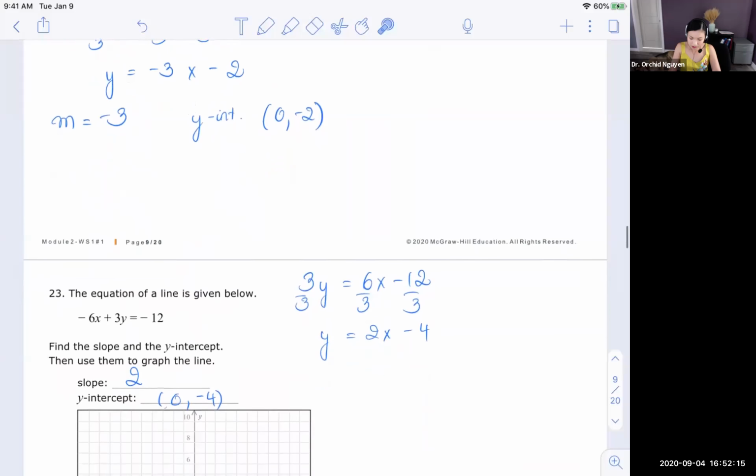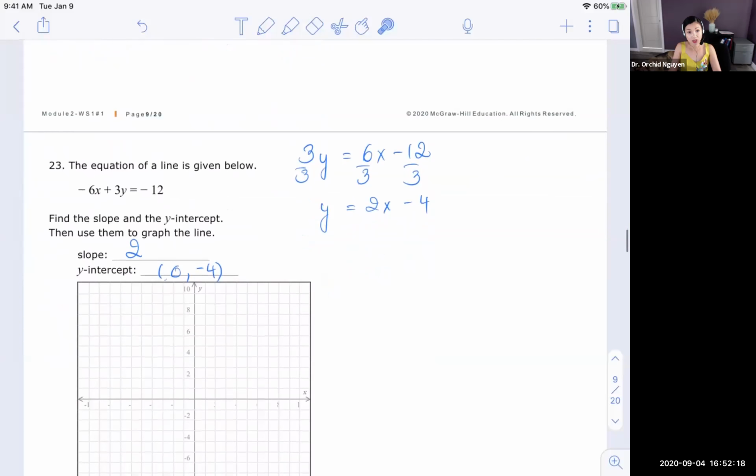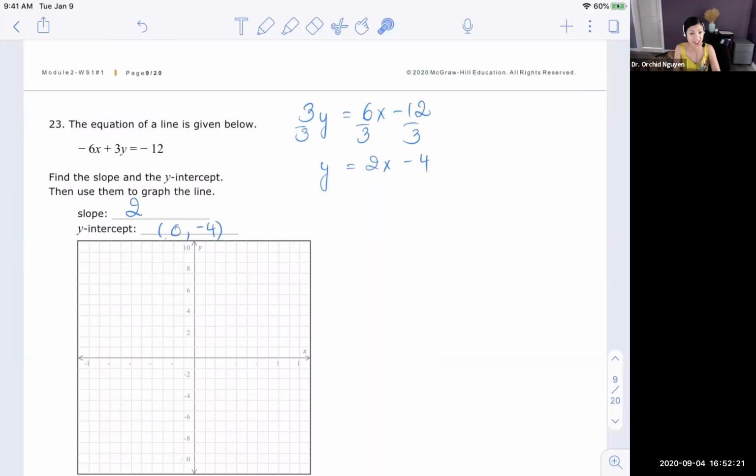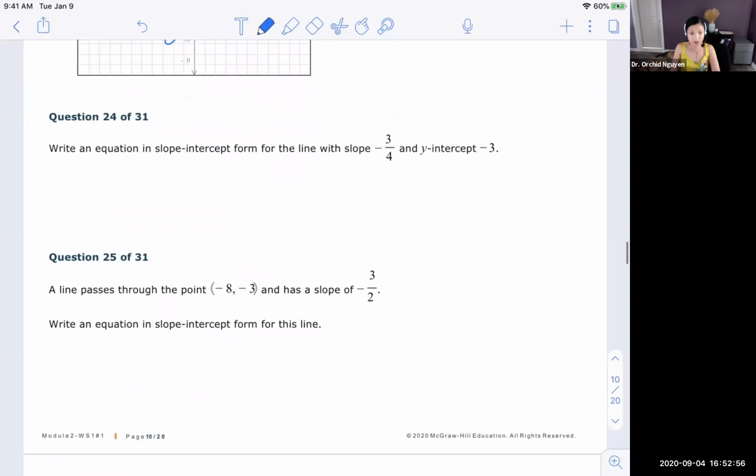Okay, now the reason we want to do that is because when you have standard form and they're asking you to graph like number 23, you simply go from standard form to slope y-intercept form. And then you recognize the slope, which is 2. And then we have the y-intercept right here. Oh, I'm sorry, it's negative. So it's negative 4. And we go up 2 to the right 1. Okay. All right, so that's number 23.